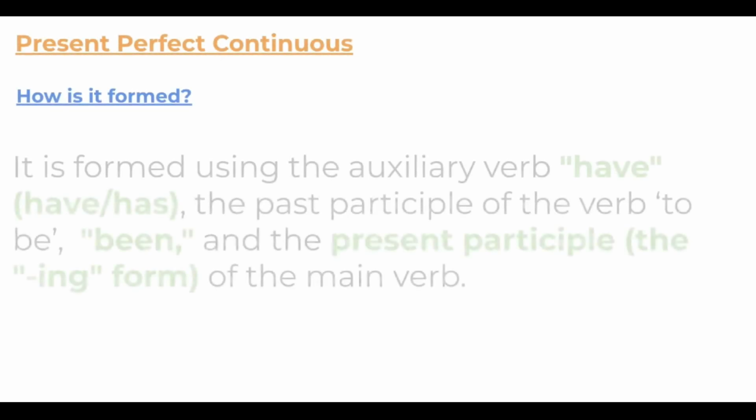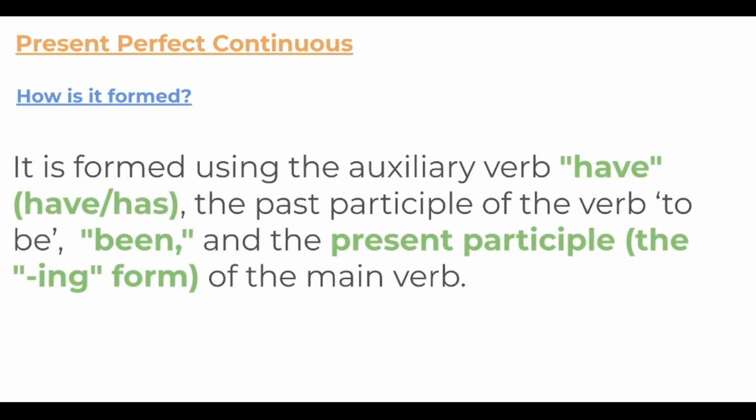Okay, so how do we form this then? Well, we want to use the auxiliary verb have. Okay, so that's the same as the present perfect now. We want to use the past participle of the verb to be, which is been. Got that highlighted there. And we want to use the present participle, which is the ing form of the verb, of the main verb. Right, so there's quite a few different things happening here. We've got been and we've got this present participle now. So different from the past participle as we had in present perfect.